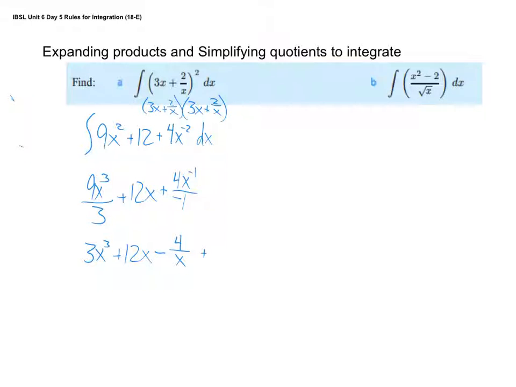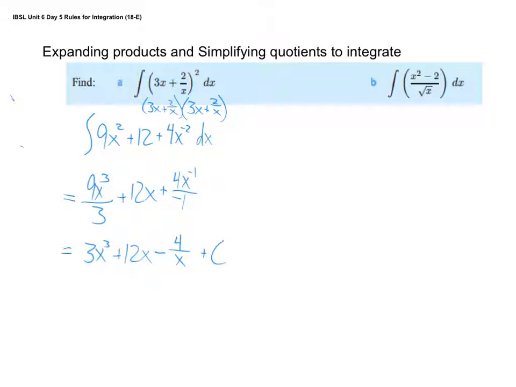Why 4x to the negative 1 over negative 1? Because you have to add 1 to the exponent and then divide by the new exponent. Does that make sense? We did that for the 9x squared. Negative 2 plus 1 is negative 1. Then you divide by the negative 1. Same thing here. We add 1, so now it's x cubed. We divide by the 3, and then we reduce to 3x cubed. Okay? It'll come. These just take practice, just like your derivatives did when you started doing those, okay?